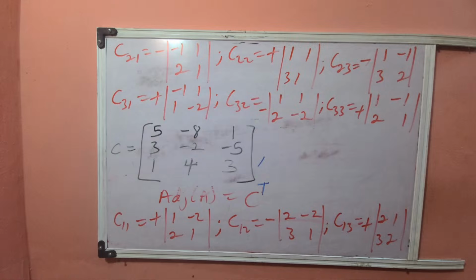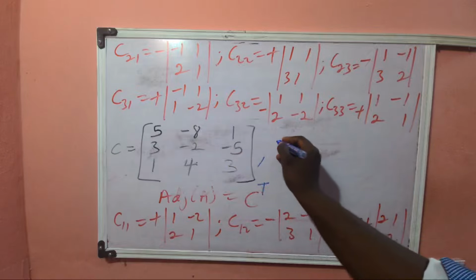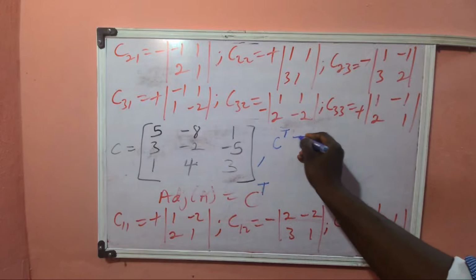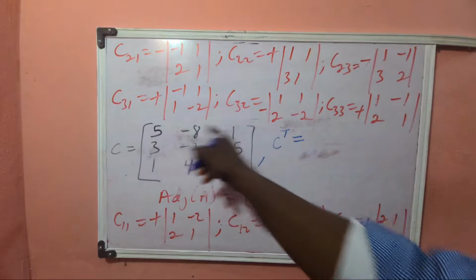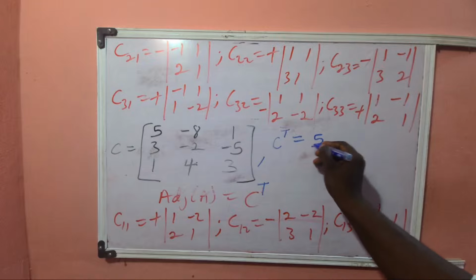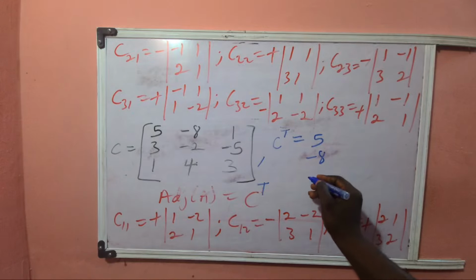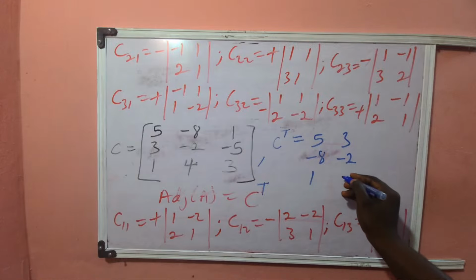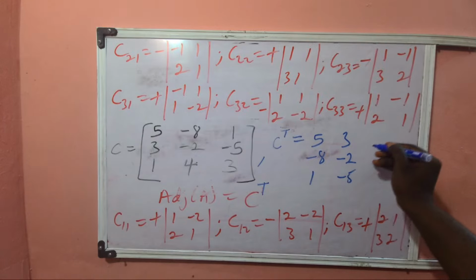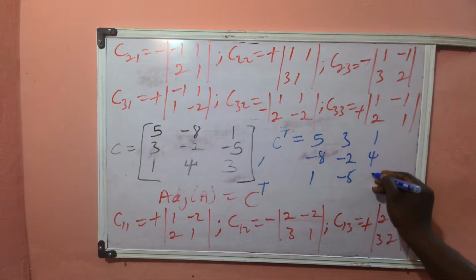So looking at what we have here, we have been able to find, and this is a whole 3 marks, the cofactor. All we need to do is to transpose this, and the transpose will obviously be interchanging the rows with column. So my row 1 becomes column 1. So I have 5 minus 8, 1. I have 3 minus 2, minus 5. I have 1, 4, and 3.